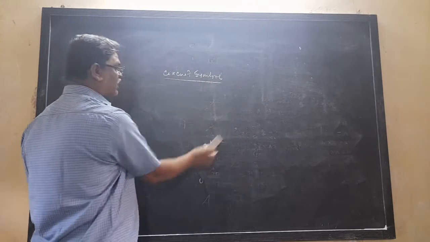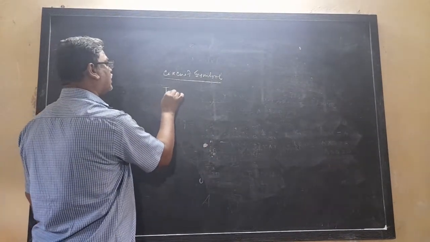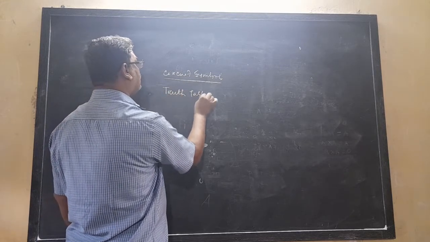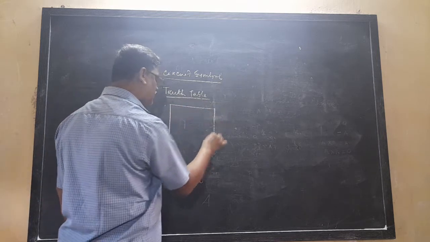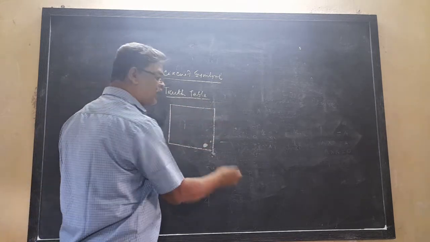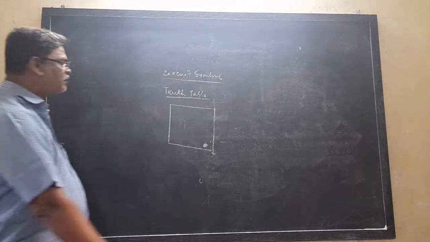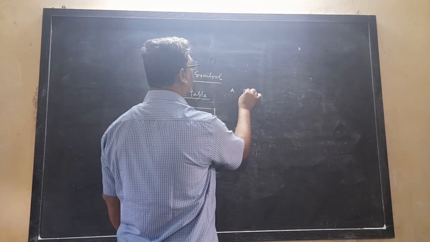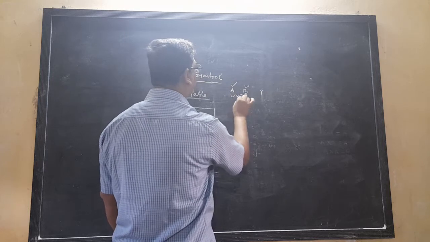Next, the truth table. What is the truth table of the OR gate? A truth table is a table that shows the truth values of the inputs and output of a gate. Here the inputs are A and B, and the output is Y. There are 2 inputs.